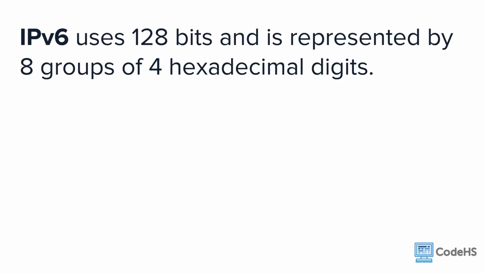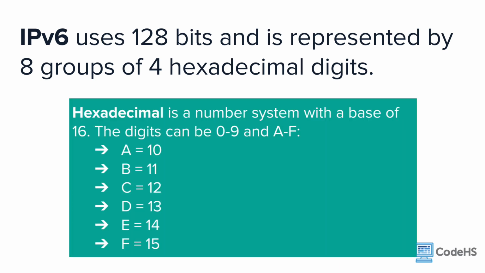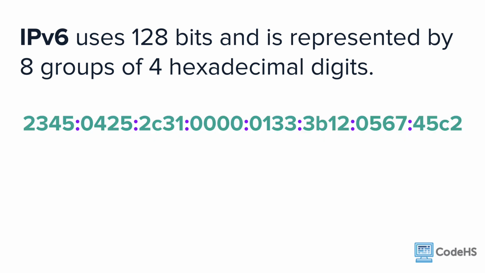IPv6 uses 128 bits and is represented by 8 groups of 4 hexadecimal digits. Hexadecimal is a number system with a base of 16. The digits can be 0 to 9 and A through F, which are 10 through 15. Here's an example of an IPv6 address. Notice how it is much longer than an IPv4 address.